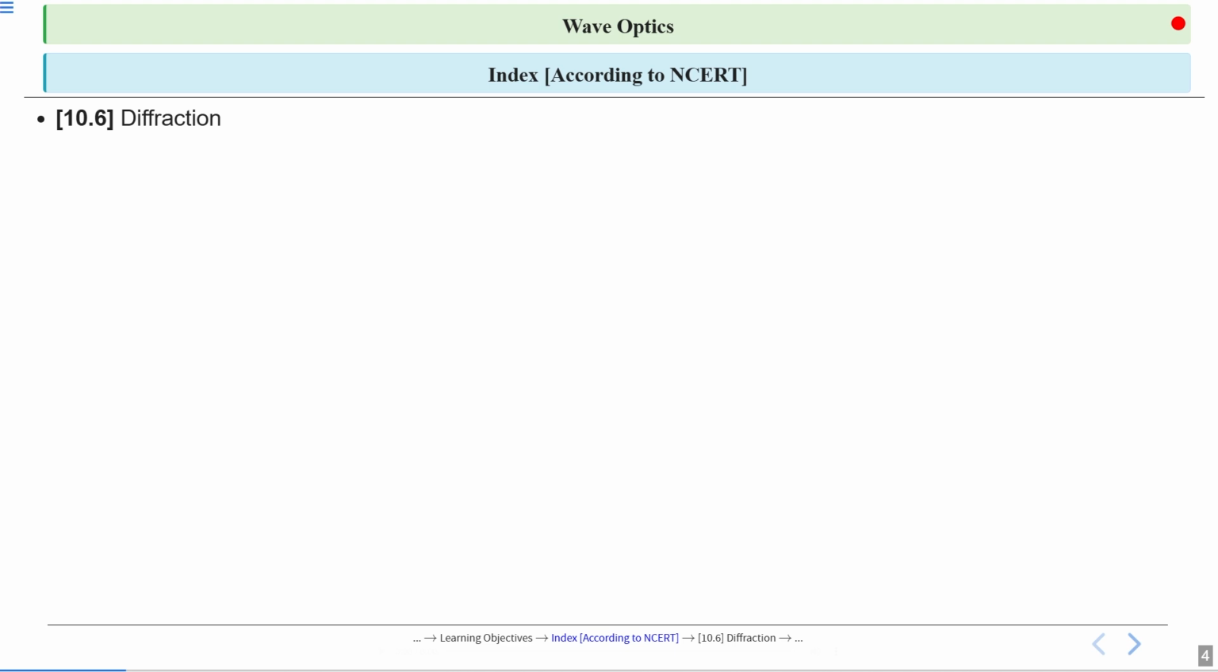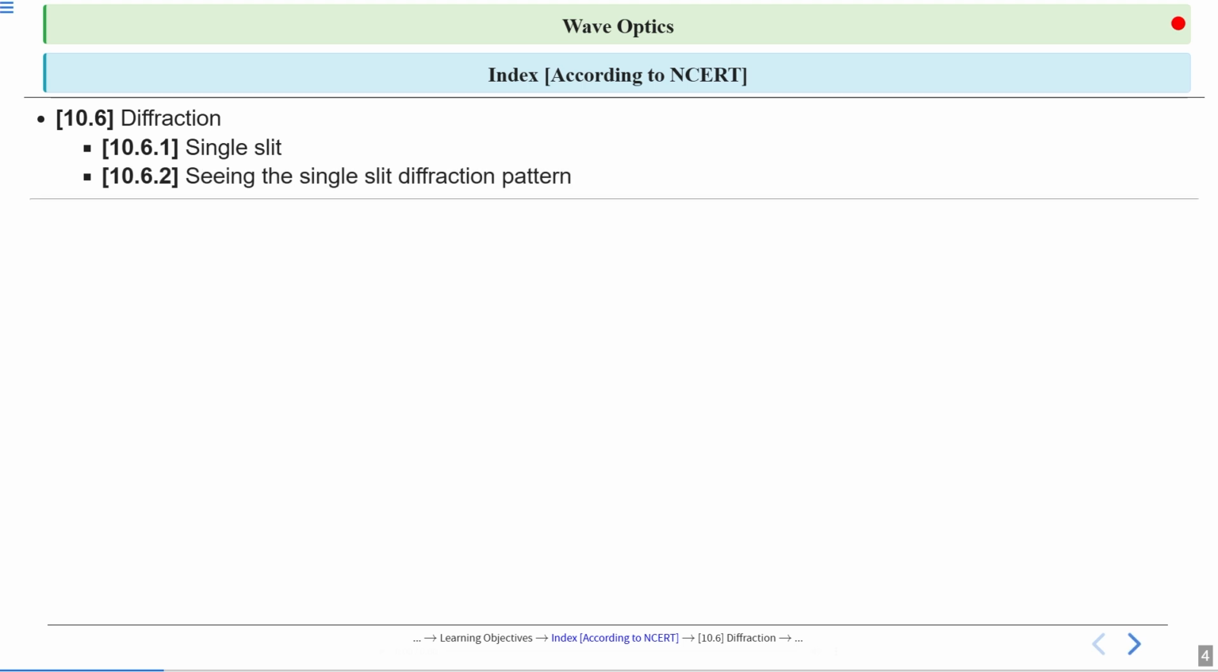Okay, so this is the index of topics that we are going to discuss today. We are going to discuss NCERT section 10.6 first, that is diffraction. Diffraction is a phenomenon that occurs when a wave encounters an obstacle or a slit. Next, we will discuss the single slit diffraction, that is NCERT section 10.6.1. When light passes through a narrow slit, it spreads out and creates a pattern of light and dark bands.